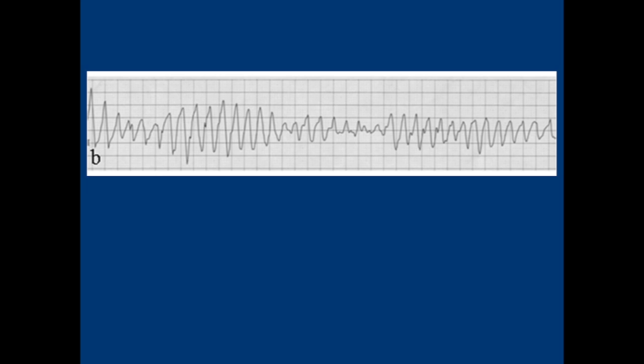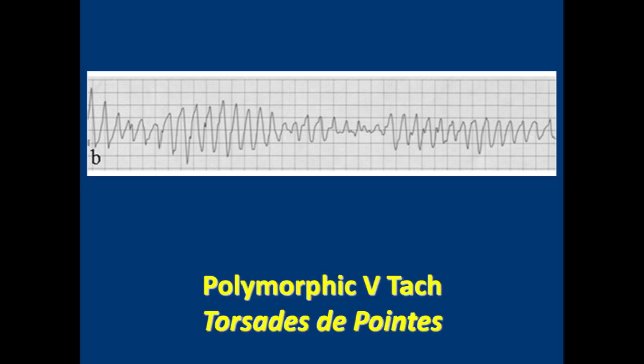You can tell it's VTAC, but you can see it kind of going in and out as big, wide, and slow or narrow. So it's kind of going in a circular motion in the ventricle of the heart as the VTAC progresses. So this is polymorphic VTAC, also called torsades or torsades de pointes. So torsades means kind of a rotation or a twisting.